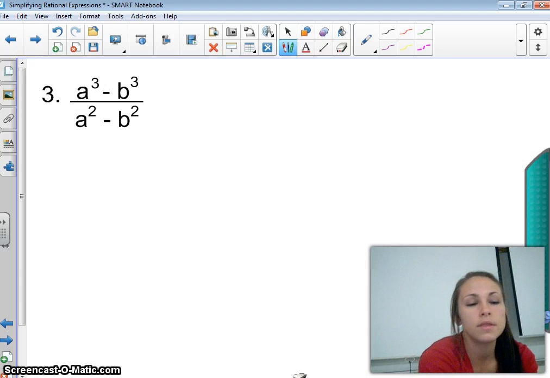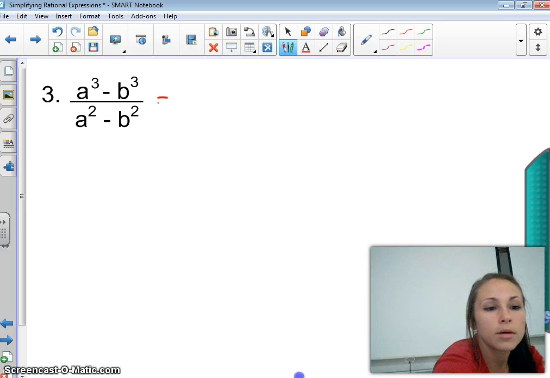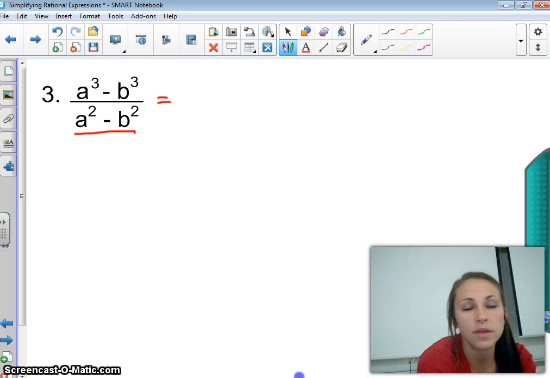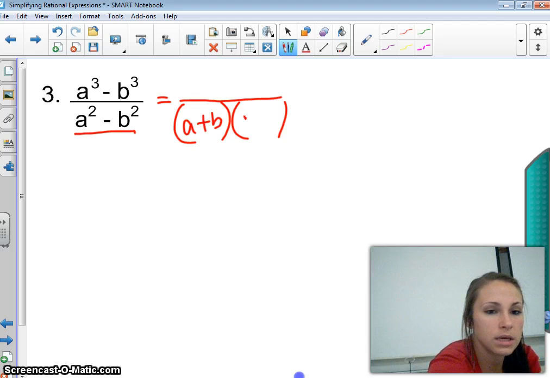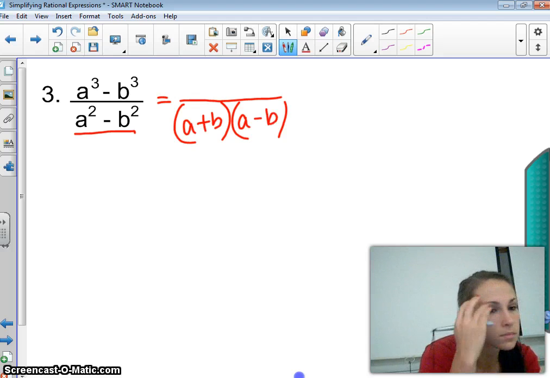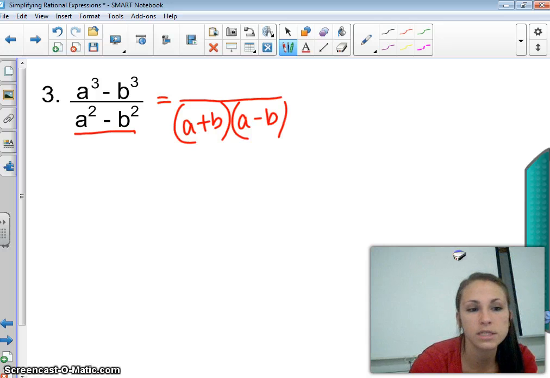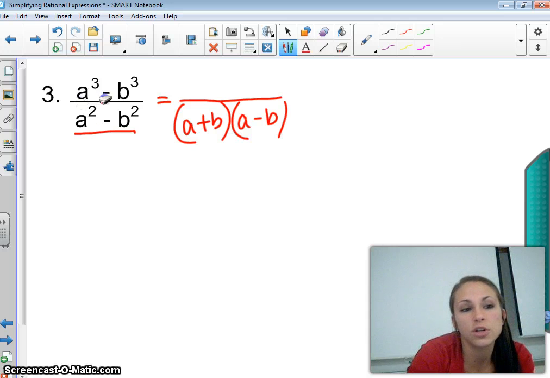Alright, number 3. This one has in the bottom the special case we just talked about. That's difference of two squares. a is squared and so is b. So I know how that will factor. This will just factor into a plus b and a minus b. Now the top is a special case called a sum or difference of cubes. Here we have a difference of cubes.